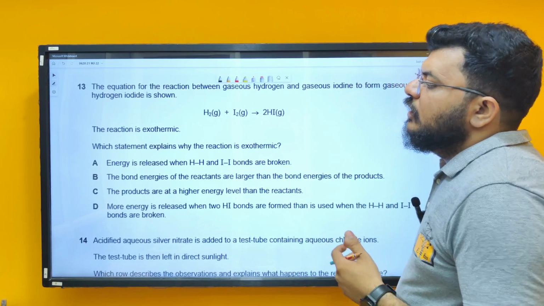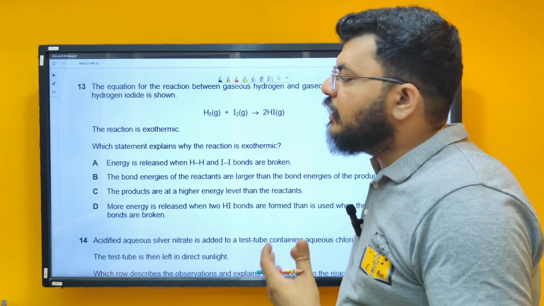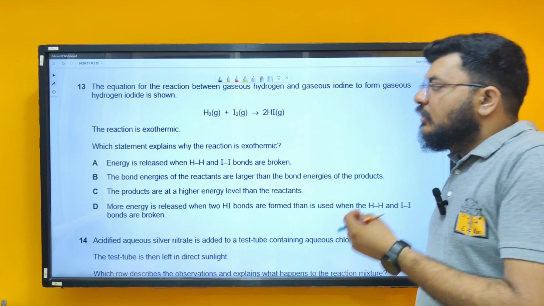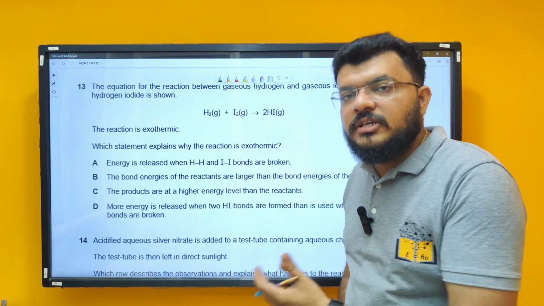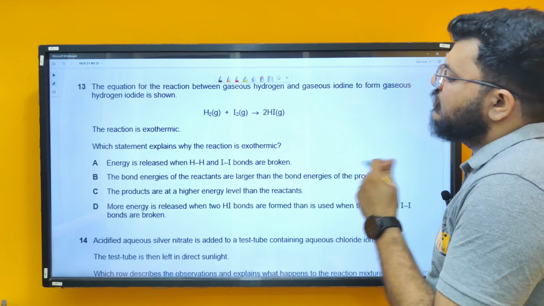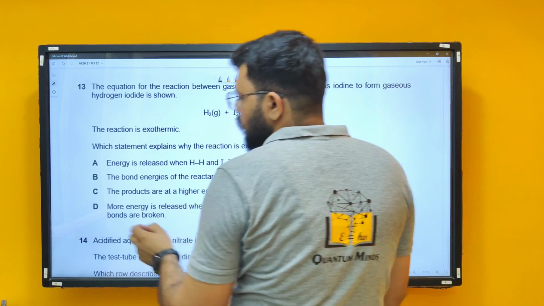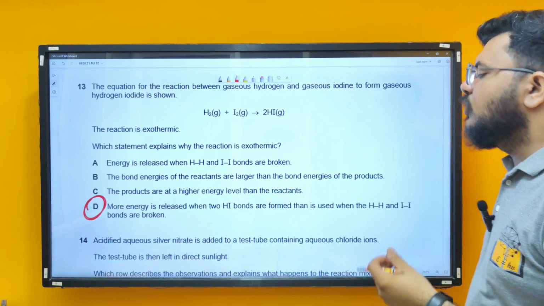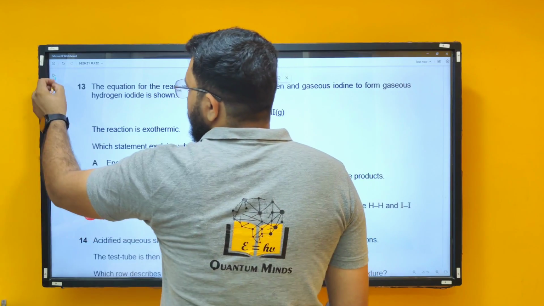So let's read more options. The bond energy of reactants is larger than the bond energy of products. That may or may not be correct, but that does not tell us if the reaction is exothermic. Only when the energy released when bonds are made is more than the energy required to break the bonds is the reaction exothermic. Let's keep looking at the options. The products are at a higher energy level than the reactants. This is actually an endothermic reaction. So even without reading the option, I know D will be my correct answer, but let's read it. More energy is released when H-I bonds are formed than is used when H-H and I-I bonds are broken. So that is your answer.